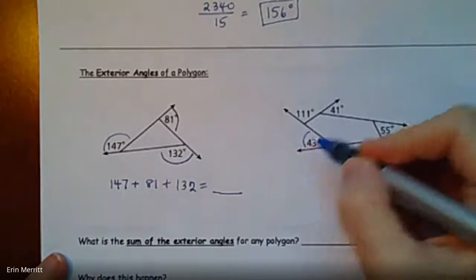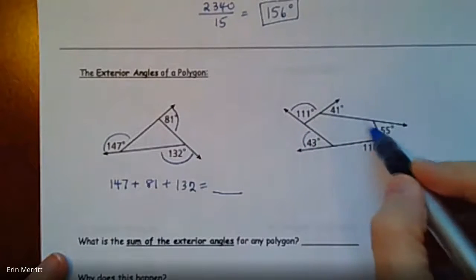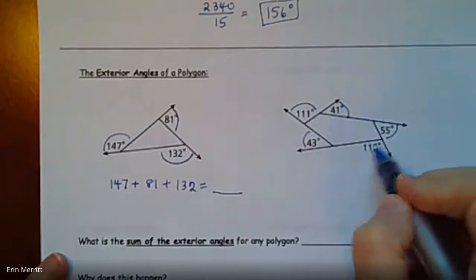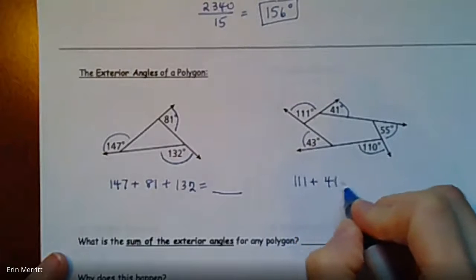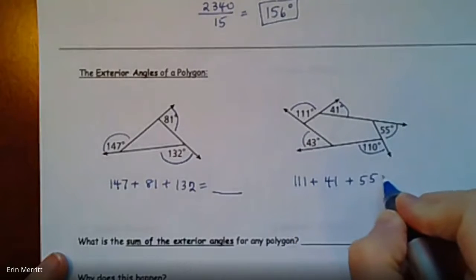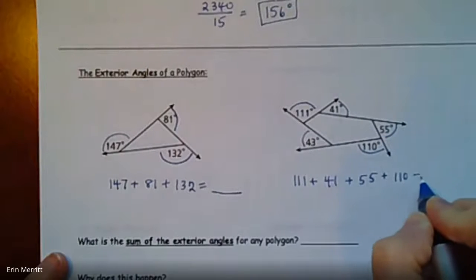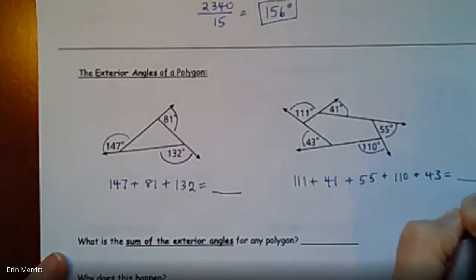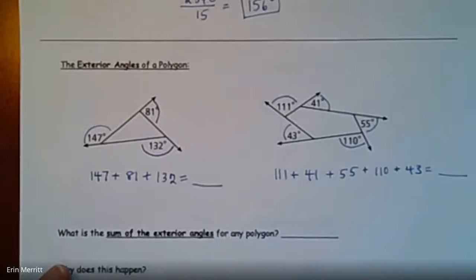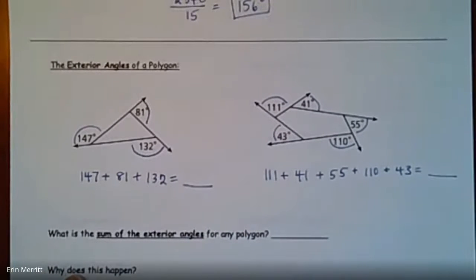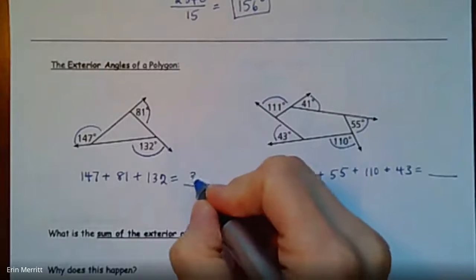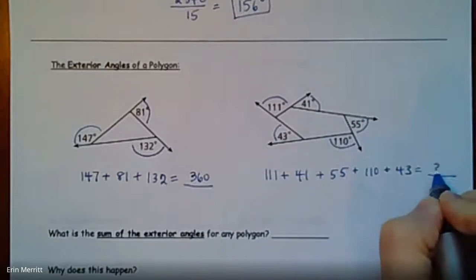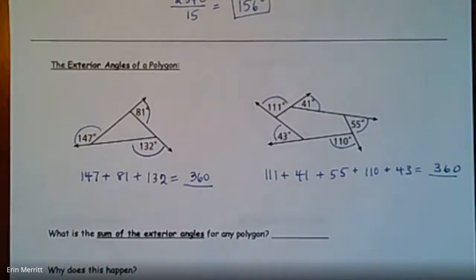Oops, I didn't even notice this one's not a triangle. This one is a 1, 2, 3, 4, 5. This is a pentagon. So add up those 5 exterior angles: 111 plus 41 plus 55 plus 110 plus 43. See what you get from those. All right, it should be that what we came out with is that this is adding up to 360. That's adding up to 360.